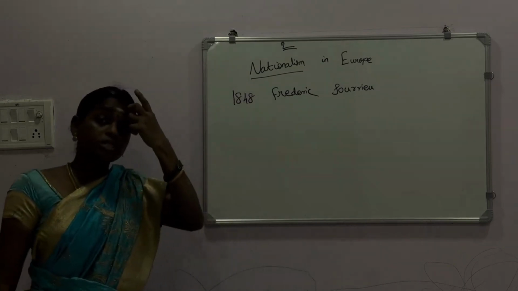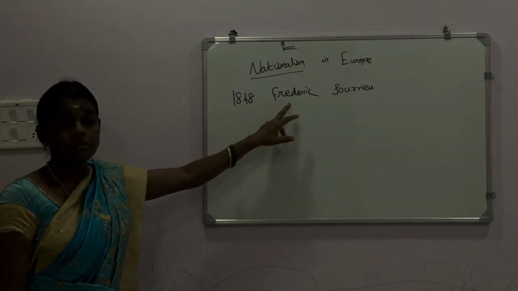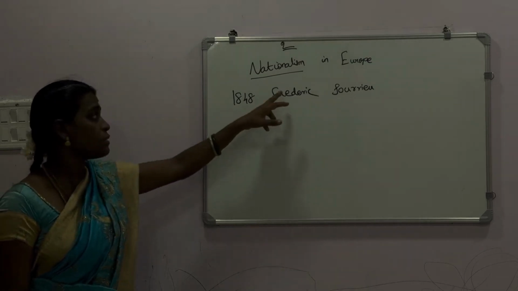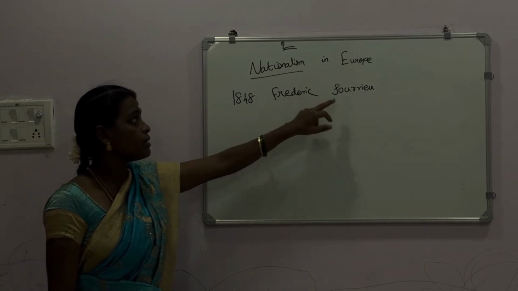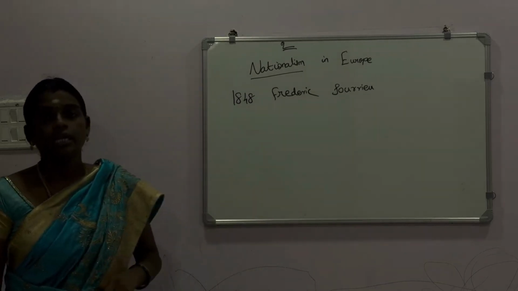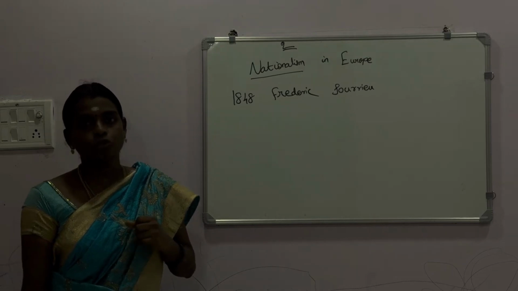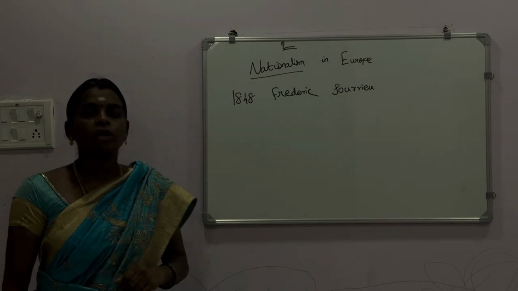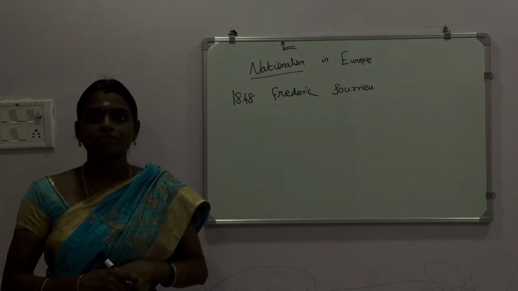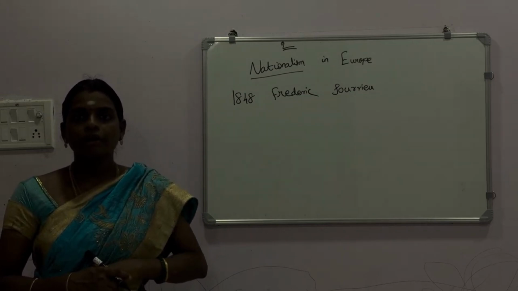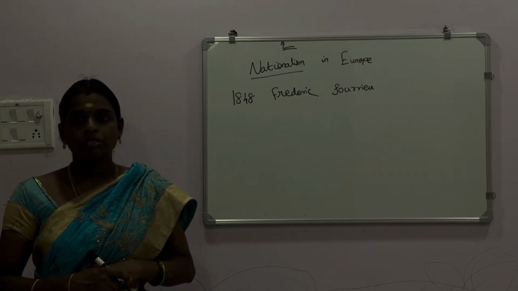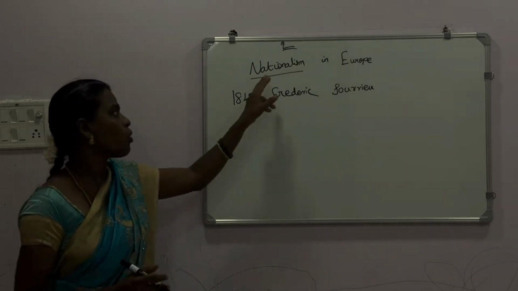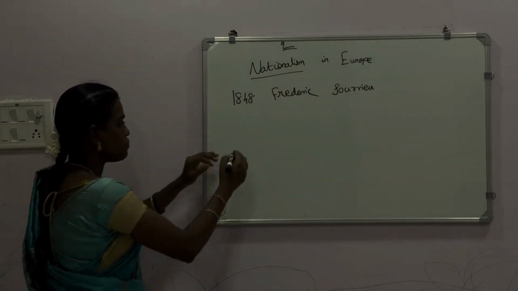As I already mentioned, the person who drew the world map as per his visualization was Frederick Sorrieu in 1848. This was explained in the first page of your book. Let's get into nationalism in Europe. First, they started the explanation with the French Revolution. Everyone has heard about the French Revolution. That is the information given initially under the topic nationalism in Europe.